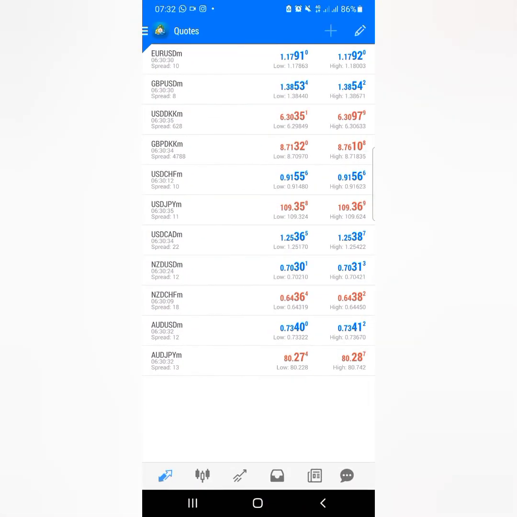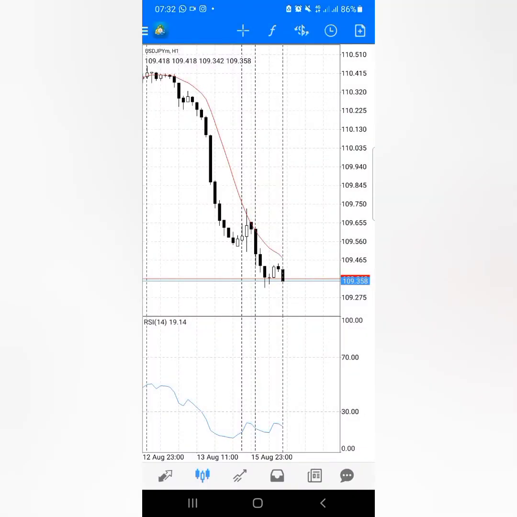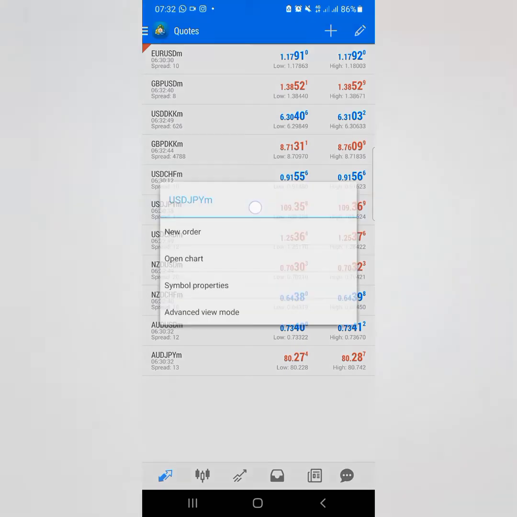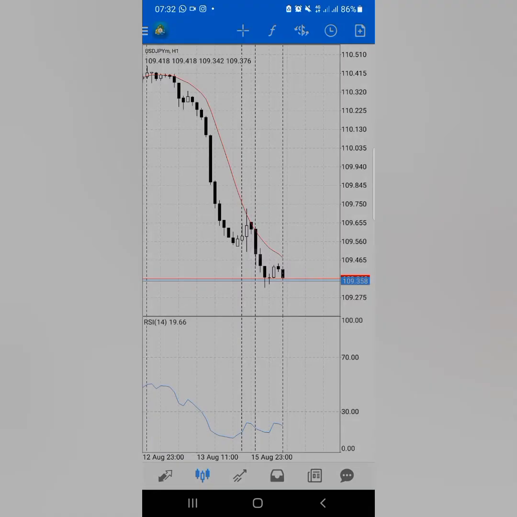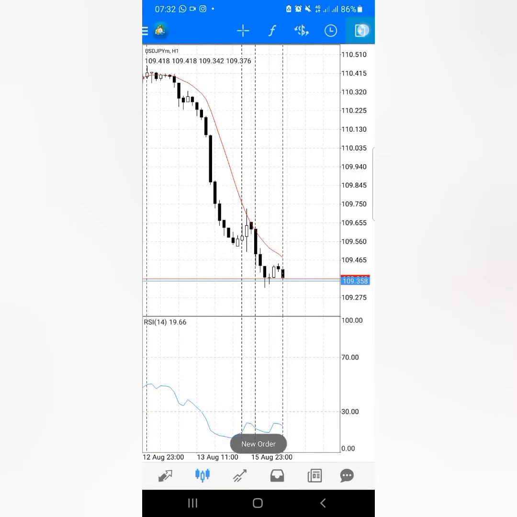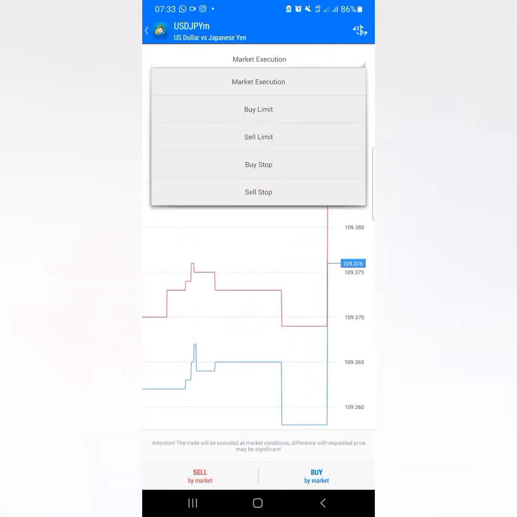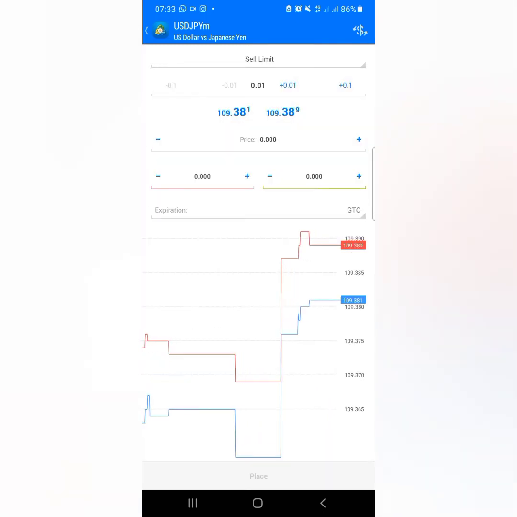You just go to USD JPY. This is another way, apart from clicking and holding to take a new order. Apart from that, you can simply open the chart, and you see this icon at the top right-hand corner. You click on it, and it's simply going to open a new order for you. Let's say you want to sell. So it's either between sell limit or sell stop. I think it's usually sell limit.